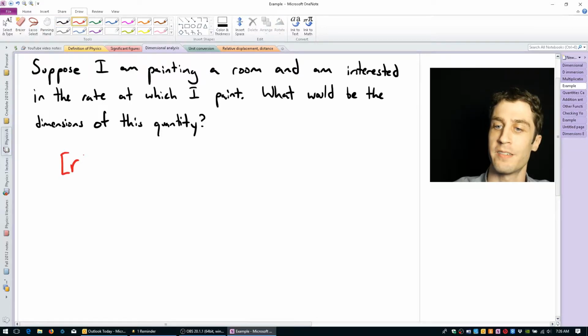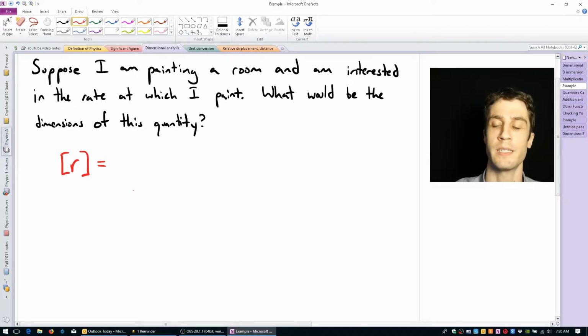And I'd like the dimensions of R. And how might we characterize R, the rate at which I'm painting? Well, let's characterize it. Go ahead and pause the video. Think about this for just a second on your own. But the way that I would characterize R, the rate at which I'm painting, is how much area I've been able to paint in a particular time interval.